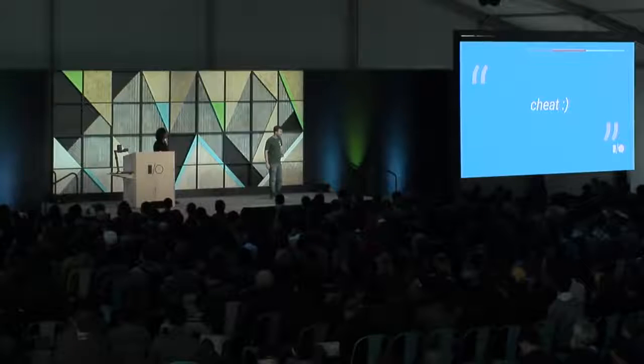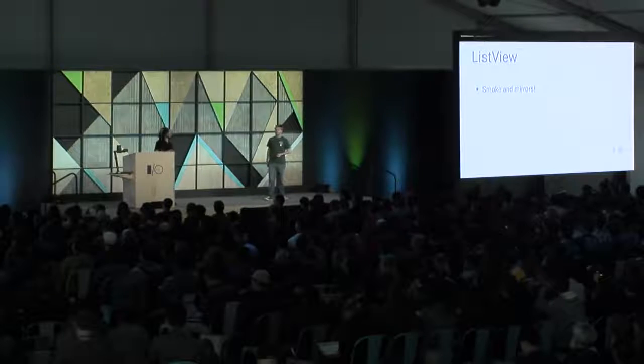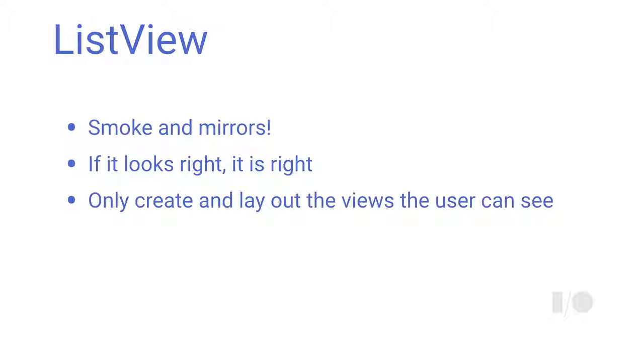And the answer is we cheat. So with ListView, we do a trick with some smoke and mirrors. And really, anyone who works on UI development has a lot in common with stage magicians. Stage magicians use misdirection and other sorts of tricks on stage to make you think that you're seeing something that you're really not. And if it looks right, it is right. What they're seeing is the UI in terms of what the user believes. So the trick that we use is that we only create and lay out the views that the user can see right now.